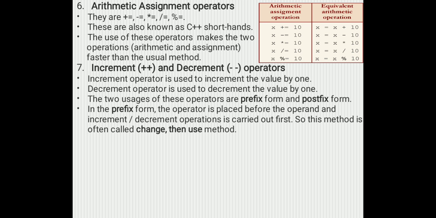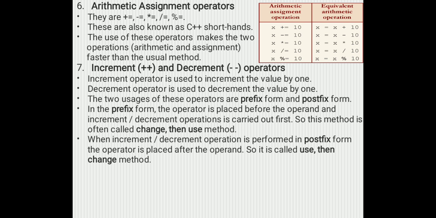In the prefix form, the operator is placed before the operand, and the increment or decrement operation is carried out first. So this method is often called the change then use method. First we apply the operator, then we use the operand. But in the case of postfix form, the operator is placed after the operand, and the operation is performed after the value is used. So this is called the use then change method.